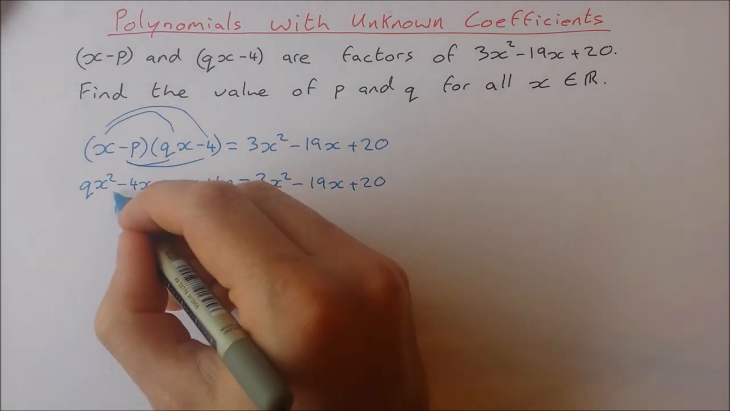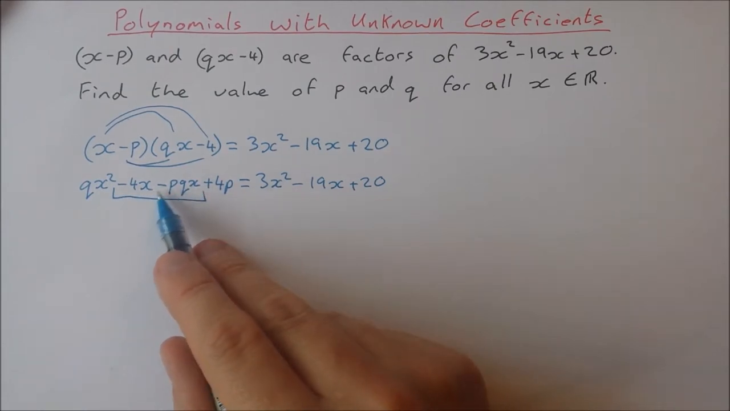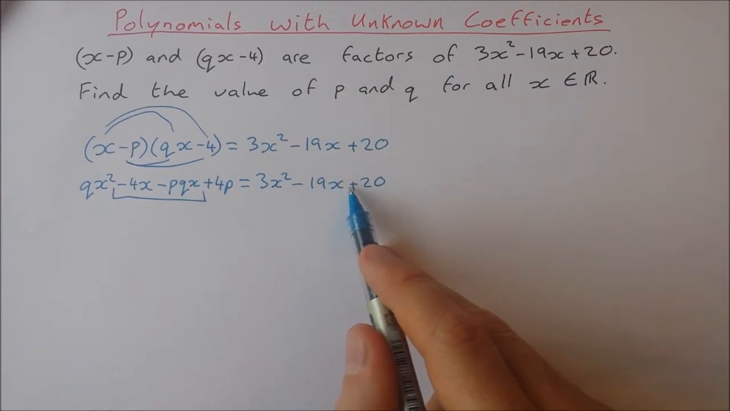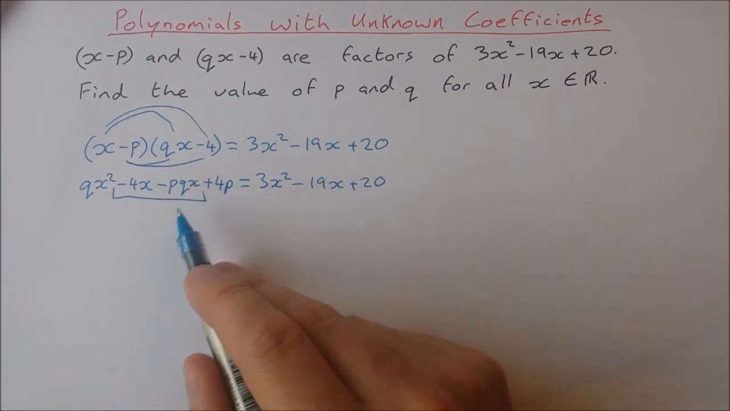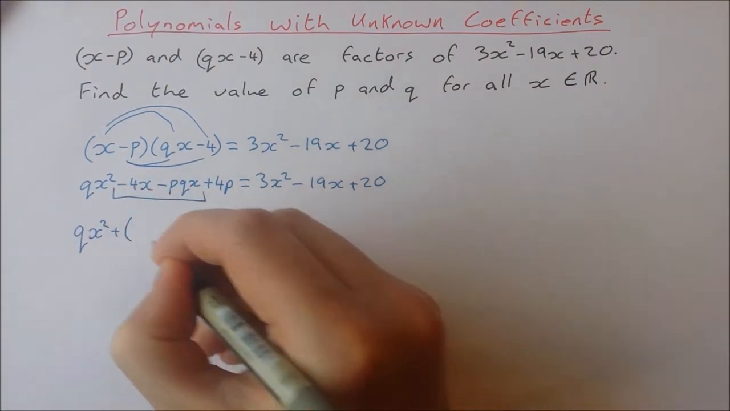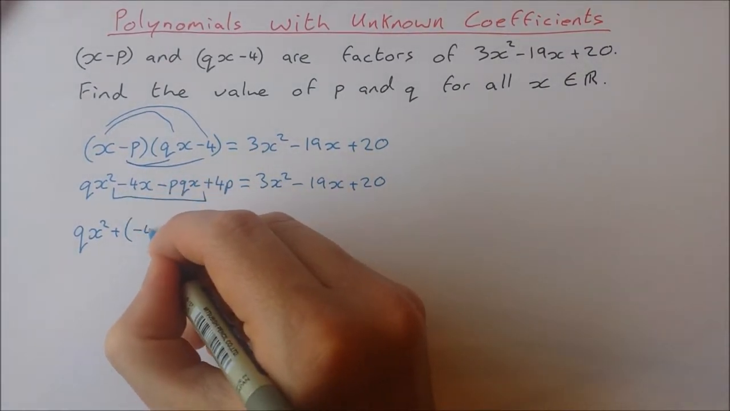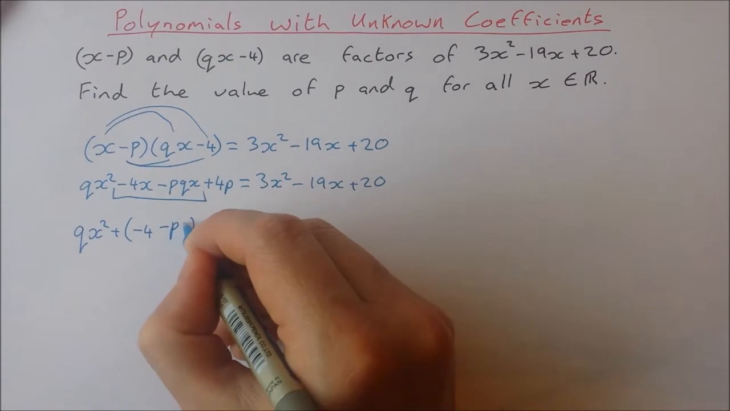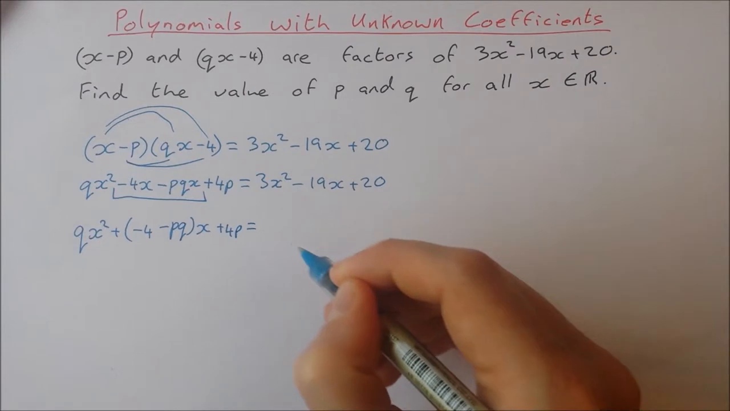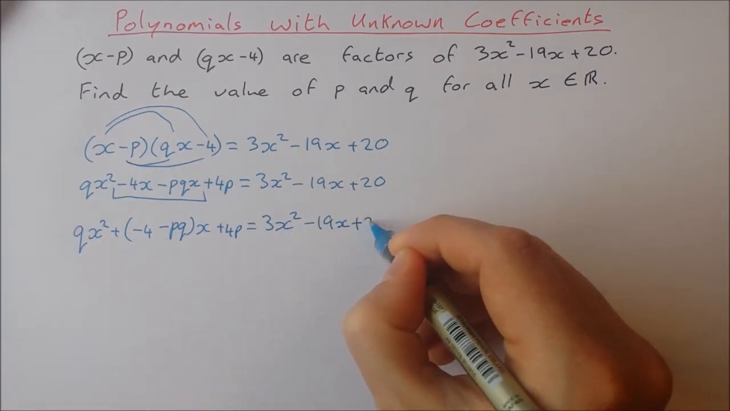Now, I'm just going to tidy up this side here. What I'm going to do is factorize out x to get it in the form of something x squared plus something times x plus a constant. So I'm going to factorize out x. That gives me qx squared plus, now factorizing x out the front, I'll be left with minus 4 minus pq, and then plus 4p is my constant. That's equal to 3x squared minus 19x plus 20.